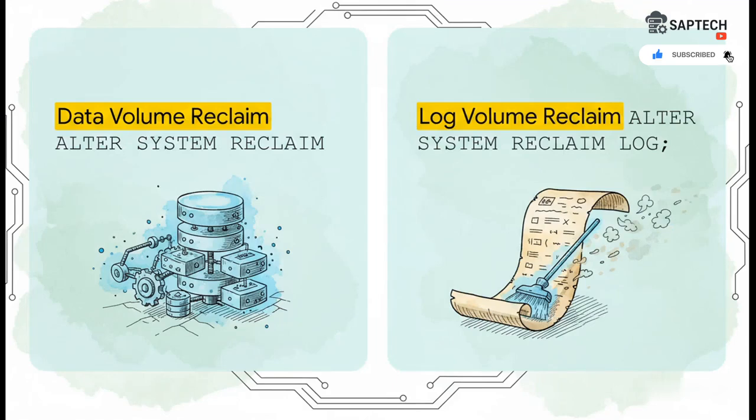And these are the two magic wands you'll be using. On the left, you see the one for the data volume. That 120% you see there is a pretty standard parameter that also tells HANA to do a little defragmentation, which is nice for performance. But for today's emergency, we're focused on the right, the log volume reclaim. It's beautifully simple. Alter system reclaim log. This is always your first step.